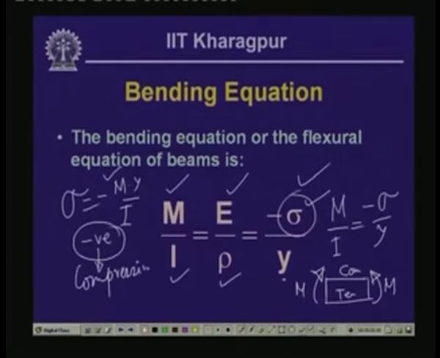Likewise, if we compute the stress at the bottom fiber, where y will be negative, we get the stress as positive, and the positive stress gives us the tensile stress. So, if we take the positive moment and place the values of y according to the position of the point where we are evaluating the stress, the negative value of the stress will give us the compressive stress and the positive value will give us the tensile stress.